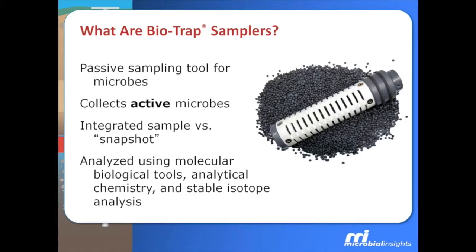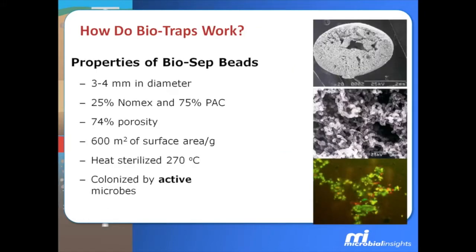Well, the biotrap being incubated typically in a groundwater monitoring well for 30 to 45 days, basically this biofilm that's forming on the inside of the trap is coming into equilibrium with that community over that time period, and therefore we get an integrated picture of what's going on in that sampled environment. Now, once the biotraps are retrieved, we can analyze these biotraps using a variety of different molecular biological tools, also analytical chemistry, stable isotope analysis, as you'll be seeing.